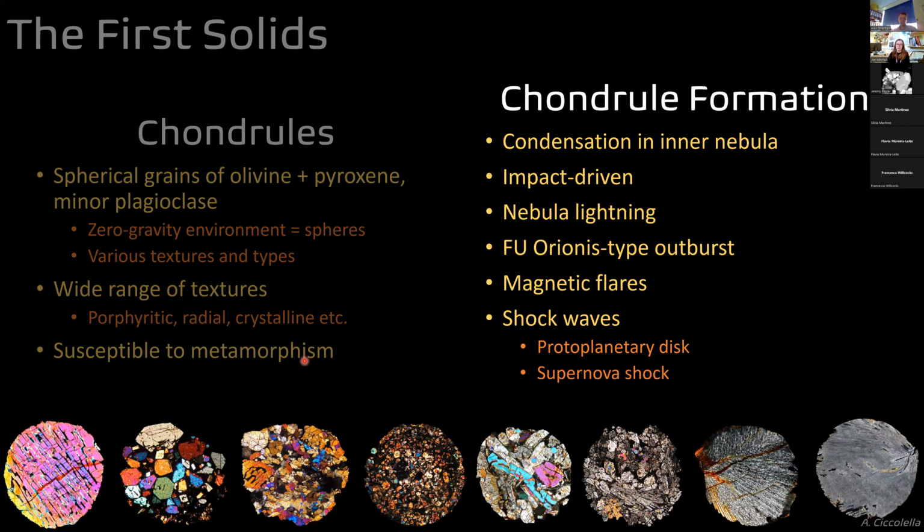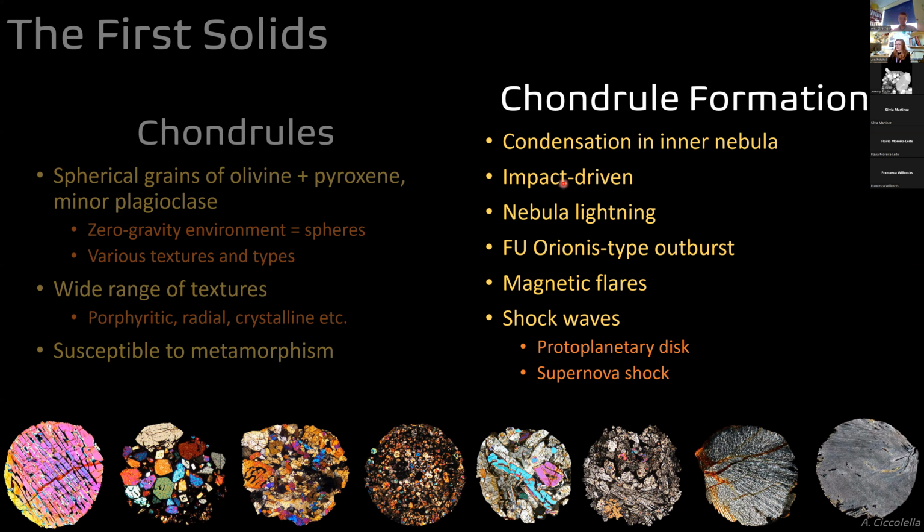But how you even make chondrules is still very much up in the air. So there could be anything from condensation in the nebula, there could be impact droplets, could be nebular lightning that causes them to fuse together, could be outbursts from the early sun, could be shock waves from the protoplanetary disk itself or from other supernovas. Realistically, it's probably a combination of the lot.